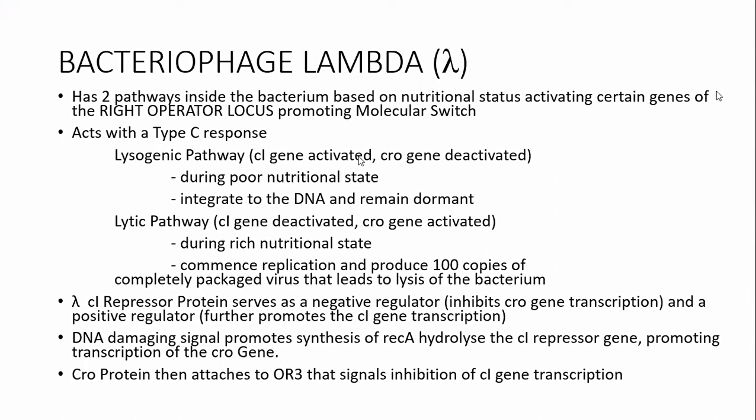Kung meron kang poor nutritional state, your bacteriophage would code for your CI gene. Okay, yan yung matra-transcript, yan yung matra-translate. Once it is transcripted and translated, it would produce a CI protein. Si CI protein would then eventually bind to your CI gene and a specific areas of your operator locus, OR1 and OR2, to prevent transcription of your CRO gene.